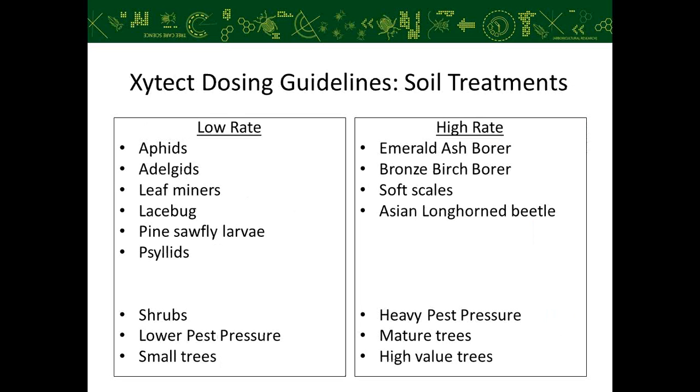Making sure that the dosage rates that we use are appropriate for the pest. We don't have to always apply the high dosage rate for every single pest out there. Certainly that may result in some operational efficiencies, but there's certain pests like the sucking pests, the aphids, the adelgids, pests that are relatively easy to control, especially on smaller shrubs under low pest pressure and on small trees. So you can use the lower rate, again, minimizing the amount of active ingredient that you're applying as compared to some of these other more challenging pests where the high rate is required.